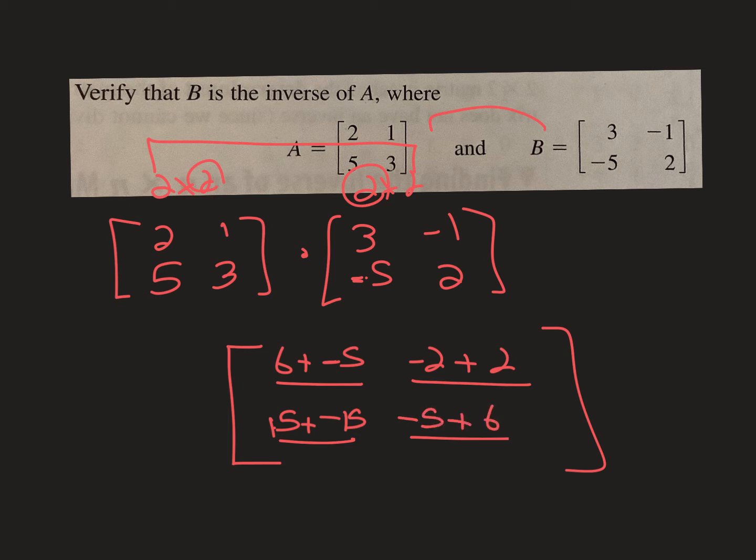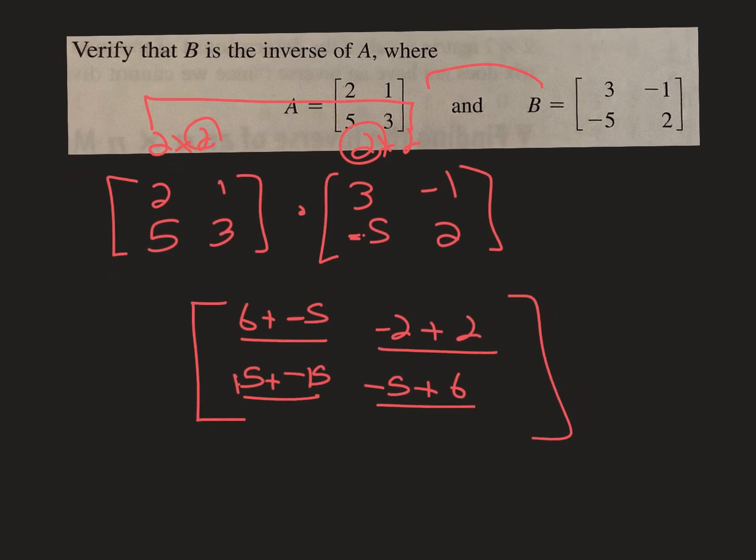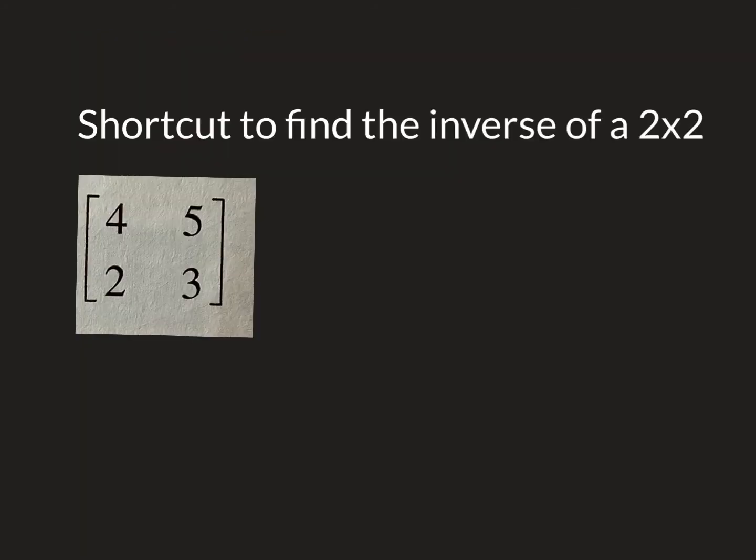Now watch what happens when I add these numbers together. Something very magical could happen. 6 plus -5 is 1, -2 and 2 is 0, 15 and -15 is 0, -5 and 6 is 1. Look what I got. I got the identity. So that means these two matrices up here are definitely inverses of each other.